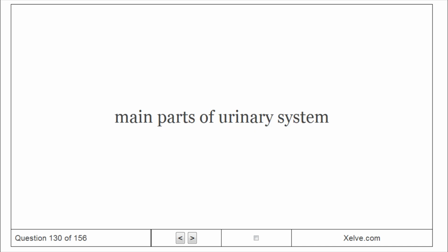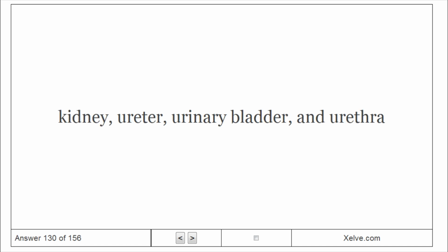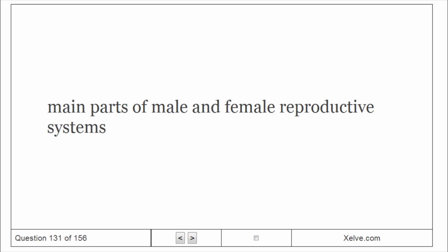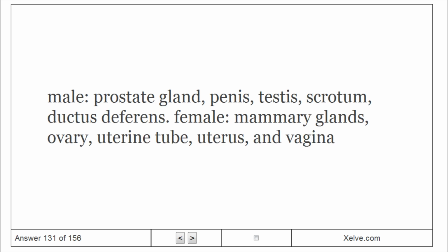Main parts of urinary system. Kidney, ureter, urinary bladder, and urethra. Main parts of male and female reproductive systems. Male: prostate gland, penis, testis, scrotum, ductus deferens; female: mammary glands, ovary, uterine tube, uterus, and vagina.